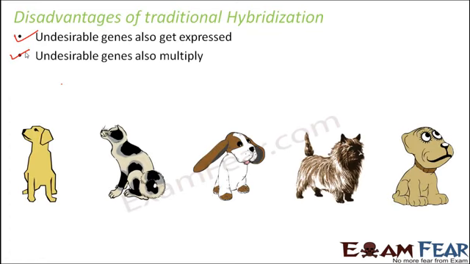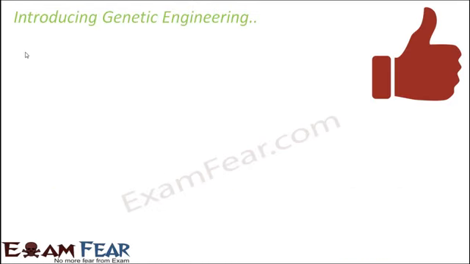If you look at the various hybrids of dogs which were produced, you can see that not all of them have all the desirable traits. Maybe the desirable trait for human beings was long ears, but when they started crossing different breeds of dogs, some of them had small ears, some had long ears, some had more fur, some had less fur. So there were many other genes also which got expressed, and that is how traditional hybridization works.